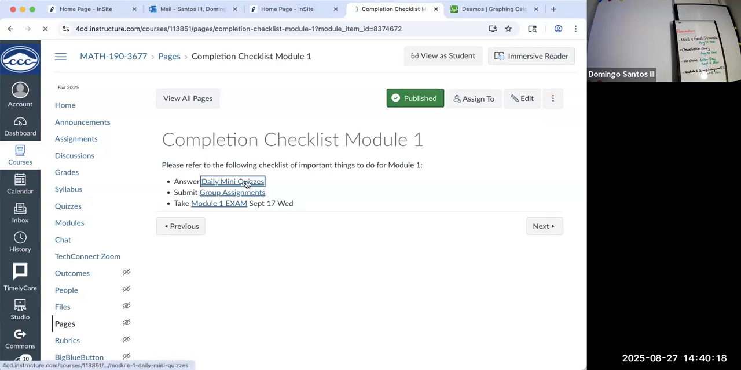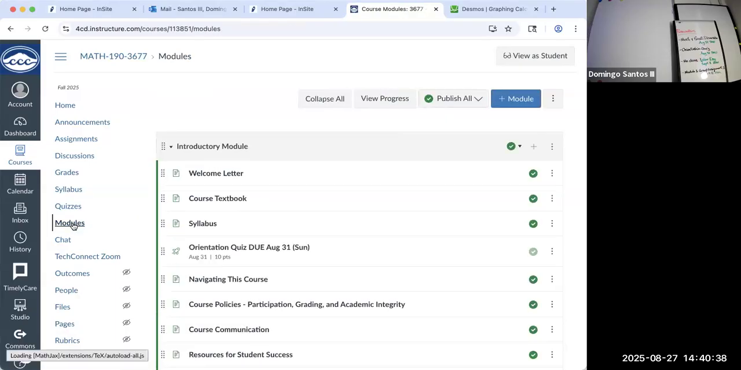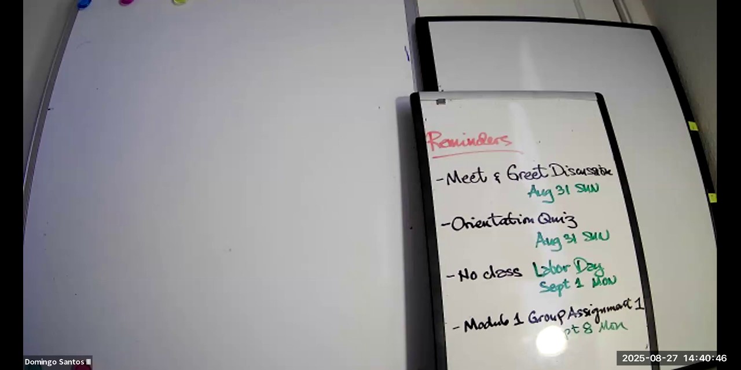Now for the daily mini quizzes, we don't have yet, but we have one next week, September 4. After we finish section 2.1, we will be doing the daily quiz for section 2.1. But for now, we don't have anything yet. I'm not giving any daily quizzes for the review of pre-calculus. Any questions before we continue?